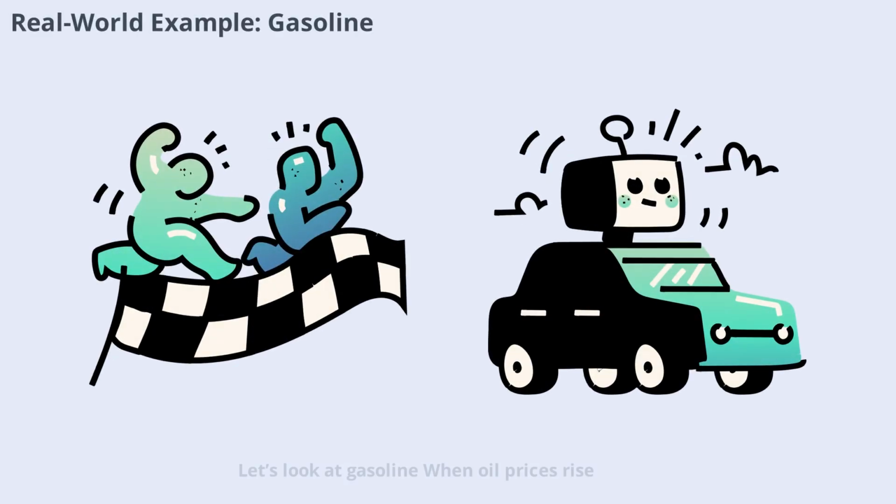Let's look at gasoline. When oil prices rise, the cost to produce gasoline increases. This shifts the supply curve left, leading to higher prices at the pump and less gasoline sold. If a new fuel-efficient car becomes popular, demand for gasoline might fall, shifting the demand curve left and lowering prices. These real-world examples show how supply and demand interact daily.